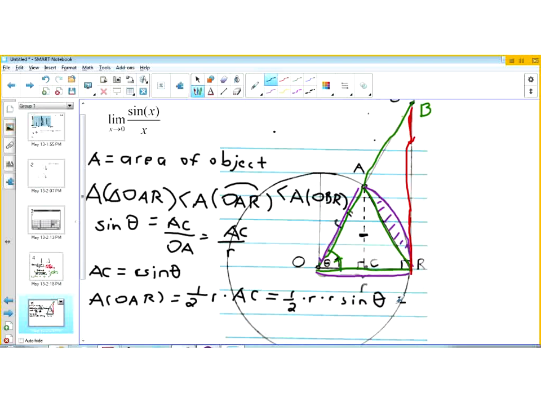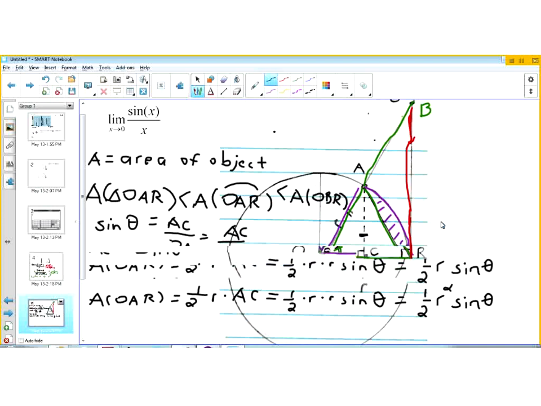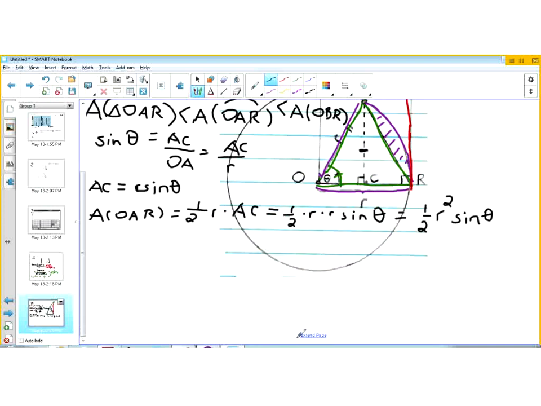Okay, and then we'll go ahead and collect terms. So that would be 1/2 R squared sine theta. Okay, so there's the area of triangle OAR in terms of theta. Convince yourself that that is the solution.